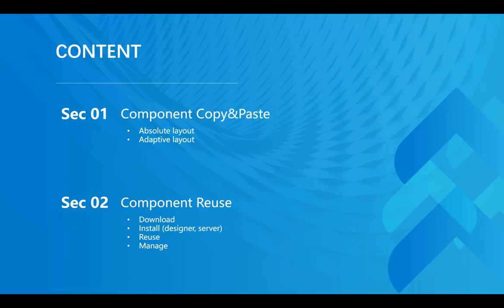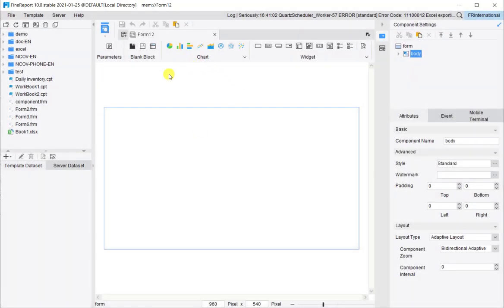Then let's take a look at component reuse, which means you can import the component from outside sources into the template, then customize the component. Let's take a look at an example of component reuse. First, create a new dashboard. Then in Component Library, we can install, use, and delete the components.